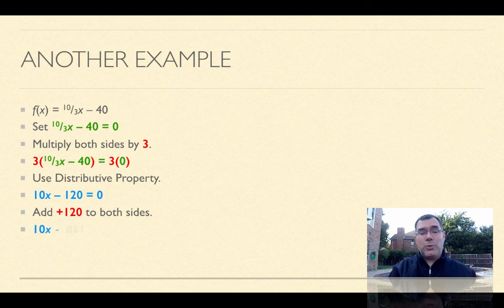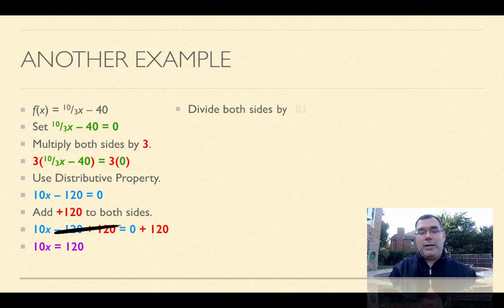If I add 120 to both sides, I get 10x minus 120 plus 120 equals 0 plus 120. Those 120s, the negative 120 and the positive, cancel each other out, so I get 10x equals 120. Now I just need to divide both sides by 10. And the 10's cancel out on the left, giving me x equals 120 over 10, which is 12. So 12 is the only x that I could plug into that function and get 0 as my answer.